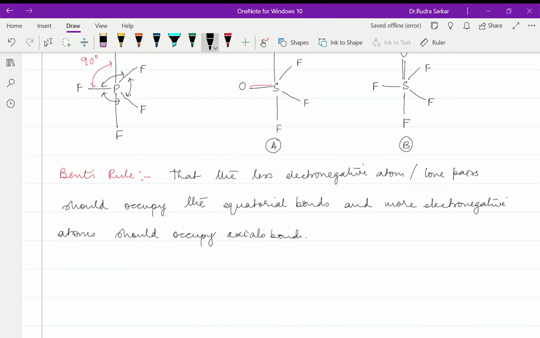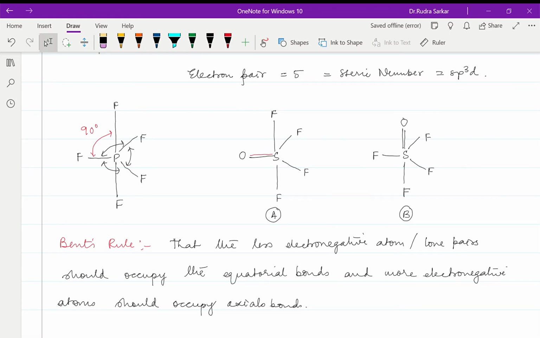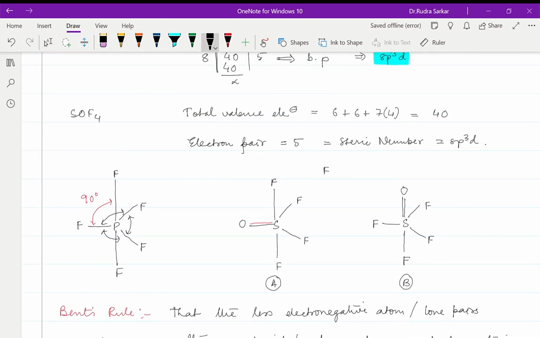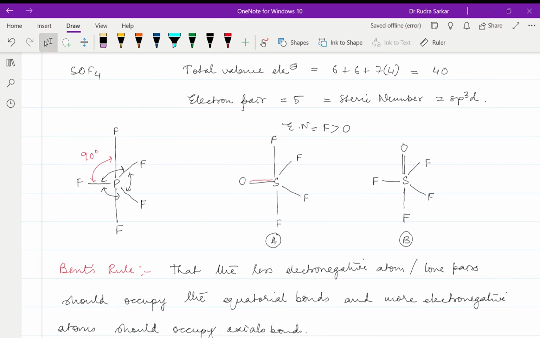Okay. Now keeping this particular rule in mind, you just need to find out which among fluorine and oxygen is more electronegative, and your answer is what? You will say, sir, fluorine is more electronegative than oxygen. Okay, that is what you will say. EN is indicating electronegativity. All right. So if fluorine is more electronegative, then it should be placed in the axial bonds. Okay, and oxygen should be placed in the equatorial bonds.